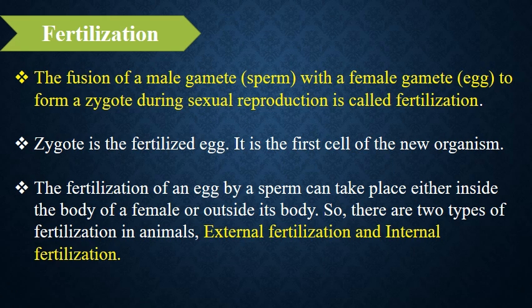Fertilization of egg by the sperm, it takes place inside the body of female or outside the body. So there are two types of fertilization. First one is external and second one is internal.